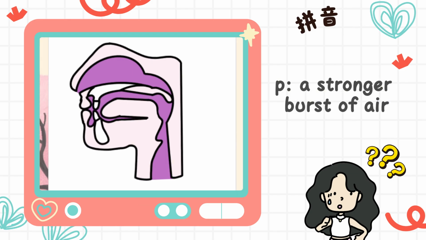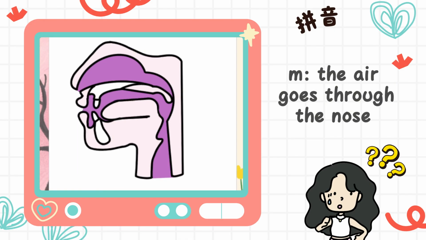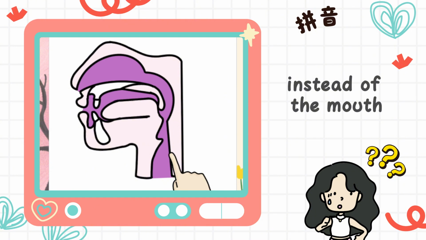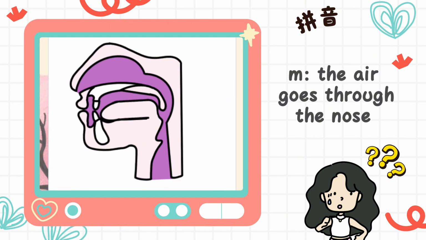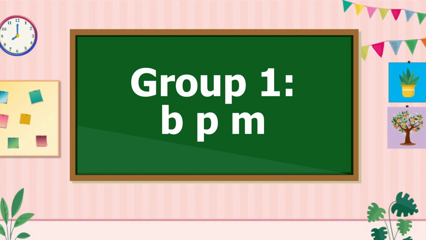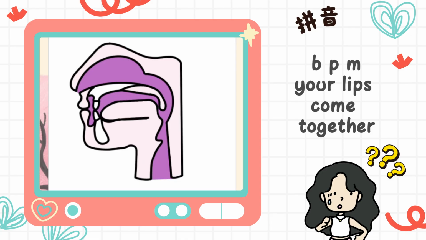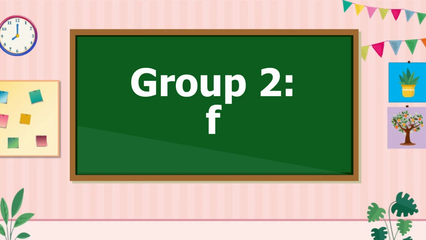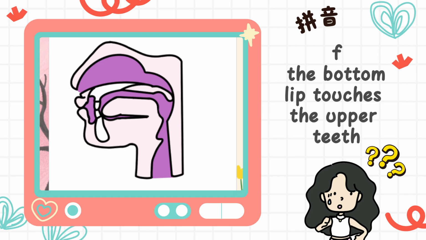p. m. The air goes through the nose instead of the mouth. Okay, let's watch and listen to these three sounds again. b, p, m. Our second group is just one sound. For f, the bottom lip touches the upper teeth.